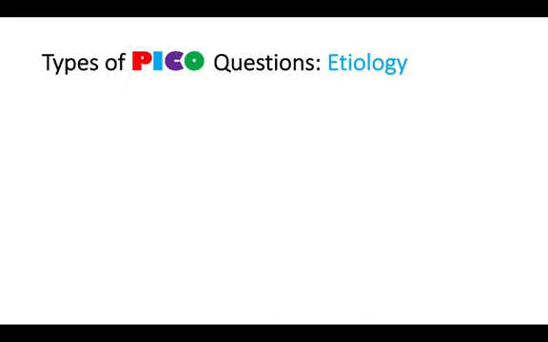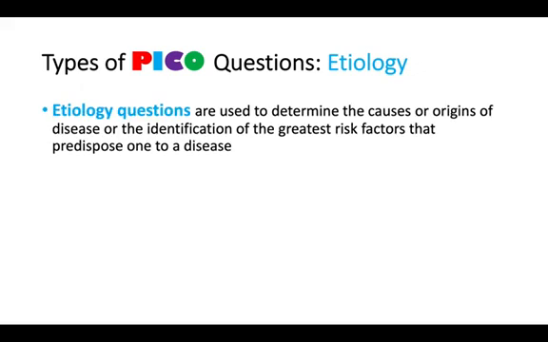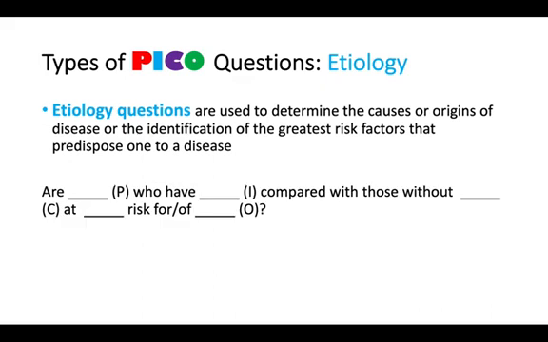Types of PICO questions that are etiology questions are used to determine the causes or origins of disease, or the identification of the greatest risk factors that predispose one to a disease. And here's the template for that. So: are blank who have blank compared with those without blank at blank risk for blank?